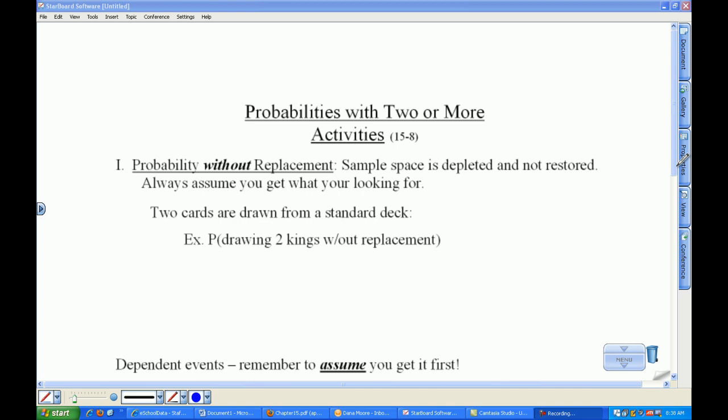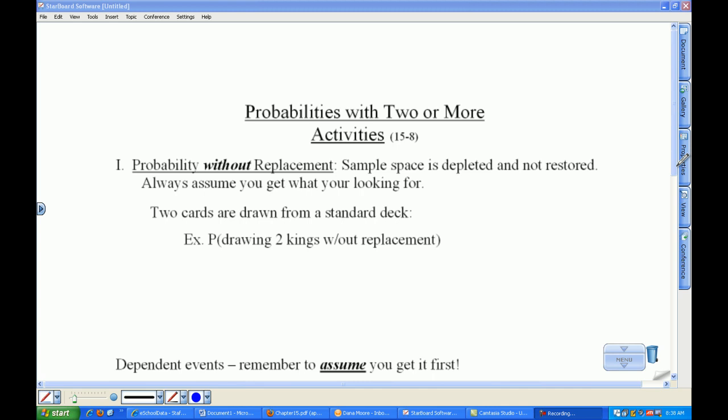Today we are going to work on Chapter 15, Section 8, Probability with two or more activities. The first part of this section is going to seem kind of review-ish. We've seen some replacement issues with marbles and some of the problems you did in 15.7, but we're going to go over it formally now.